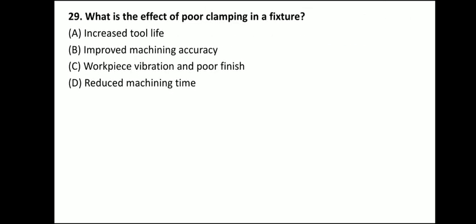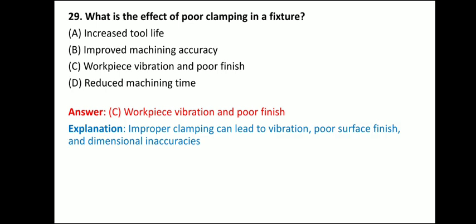What is the effect of poor clamping in a fixture? If clamping in the fixture is not proper, what will be its effect? The answer is workpiece vibration and poor finish. So there will be workpiece vibration because you have not clamped it properly. Improper clamping can lead to vibration, poor surface finish, and dimensional inaccuracies.